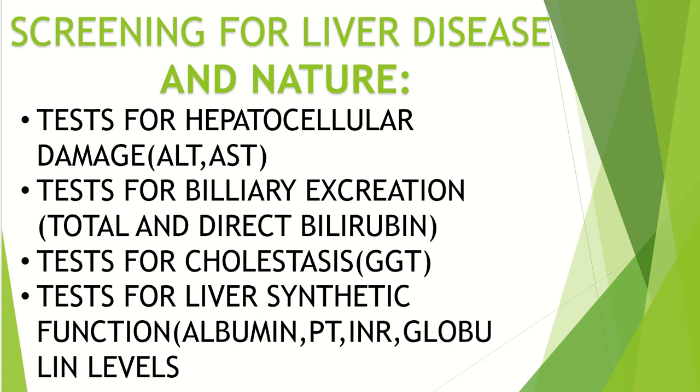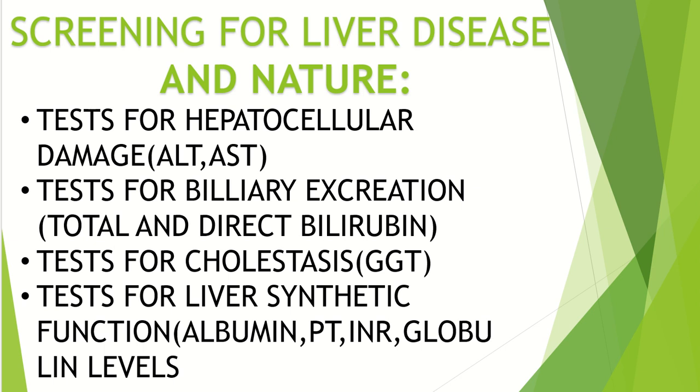For that purpose, we'll have to test for hepatocellular damage. We have to run the AST and the ALTs. Then we have to test for biliary excretion, the total and direct bilirubin. Then we test for cholestasis like GGT, and test for liver synthetic function like albumin, PT, INR, and globulin levels.